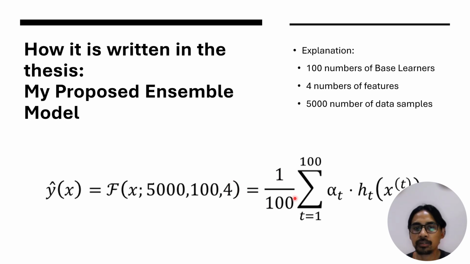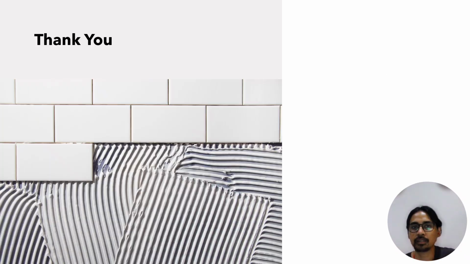And the equation is the sum of 1 until 100 of alpha t times the function of h t, which is the function of x t, divided by 100, which is the number of base learners. So now it is different from the theory because you have implemented it in your own case study. And that is the end of video 4.